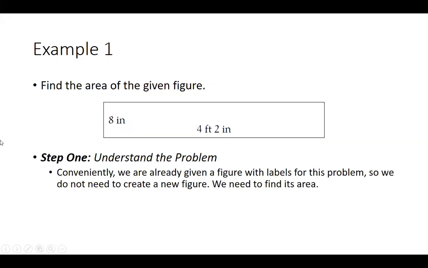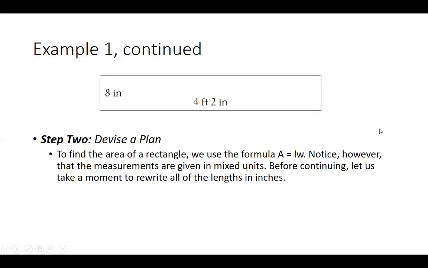In example 1, we want to find the area of the given figure. We have a rectangle that's 8 inches by 4 feet 2 inches. Conveniently, we're already given a figure with labels for this problem, so we do not need to create a new figure. We need to find its area. To find the area of a rectangle, we use the formula area equals length times width.